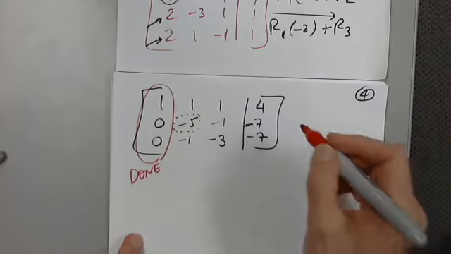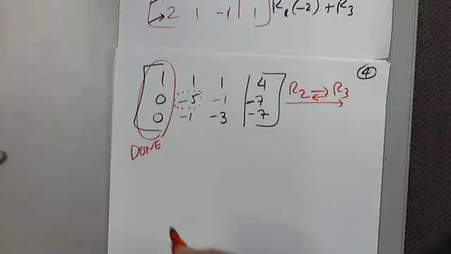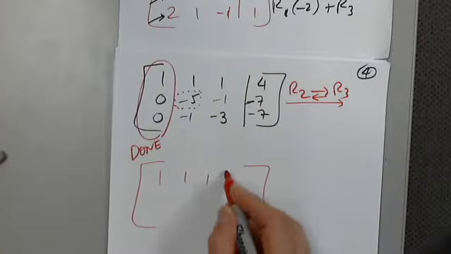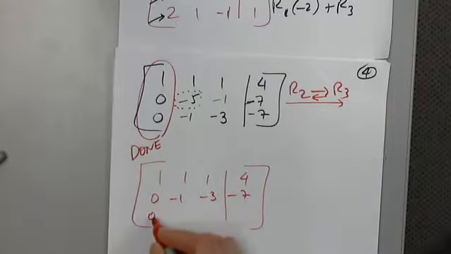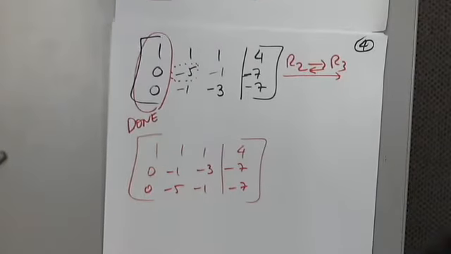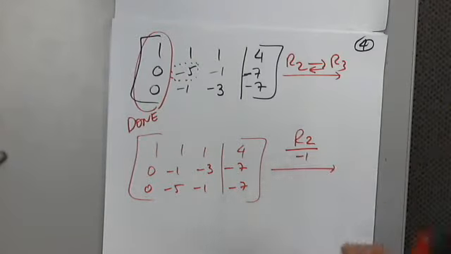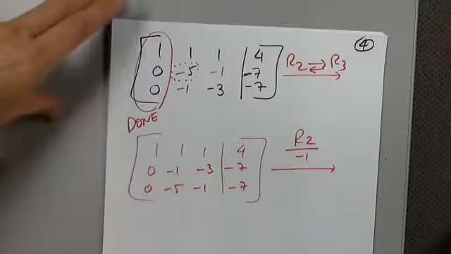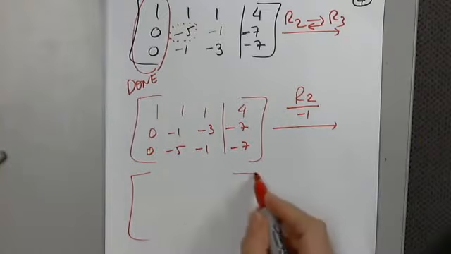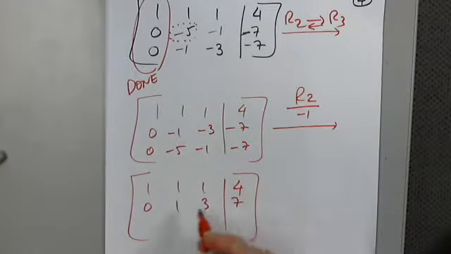So I will swap, so let's say row 2 becomes row 3 and row 3 becomes row 2. And then I will divide both sides by -1 or multiply by -1. 0, -1, -3, -7, 0, -5, -1, -7. And I have to have 1, not -1. So I will say row 2 gets divided by -1. Are you with me? Okay. So then 1, 1, 1, 4, 0, 1, 3, 7, 0, -5, -1, -7.